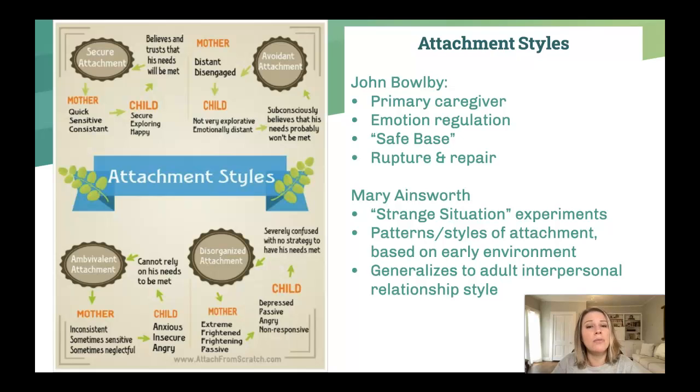Worst of all, when a caregiver is frightening, or passive, or vacillates between these extremes, the child becomes disorganized. They are at times depressed, passive, and non-responsive, and then at other times they're angry and they lash out. They're severely confused, with no set strategy to get their needs met. Attachment styles are highly related to many disorders found in the DSM, including anxiety-related disorders and personality disorders.